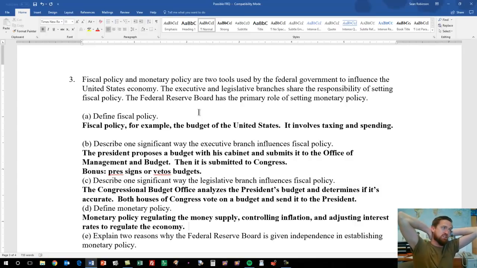Monetary policy is regulating the money supply. That's the printing of money. Controlling inflation. When you print money, you are adding to inflation. If you don't print money, you're reducing it. And adjusting interest rates. We've learned a little bit about interest rates. I talked about how your parents like to go house shopping when the rates are low. It helps regulate the economy. If they lower interest rates, the economy is going to start doing better. If they raise interest rates, it'll slow down a 100-mile-an-hour car to a more reasonable rate of speed.